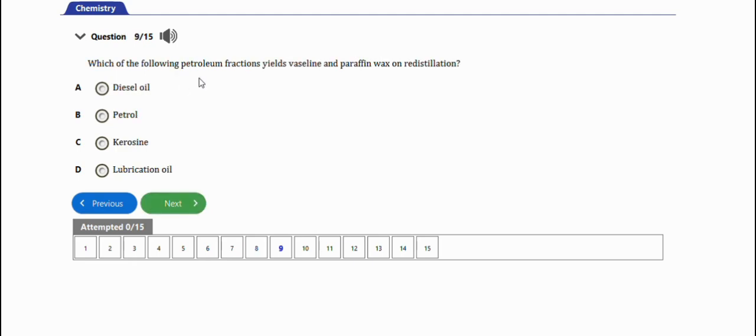Next question. It says, which of the following petroleum fractions is used for Vaseline and paraffin wax with distillation? So it is our lubricating oil. It is the one used for Vaseline and paraffin wax. Next question says the following can be obtained directly from the destructive distillation of coal, except. So the exception here is diesel gas. Alright, very important.